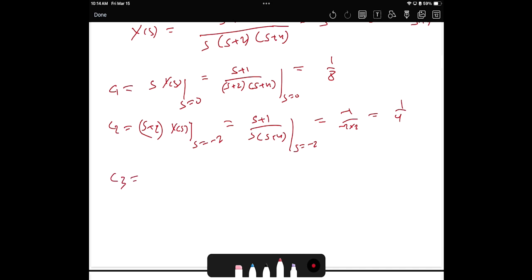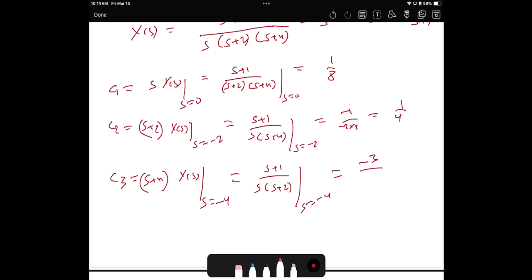C3, it is (s plus 4) times Y(s) when s goes to negative 4. Then it will be (s plus 1) over s times (s plus 2) when s goes to negative 4. Substitute s equal to negative 4, so it will be negative 3 divided by negative 4 times negative 2, so it will be negative 3 over 8. Now I know all of the c's.